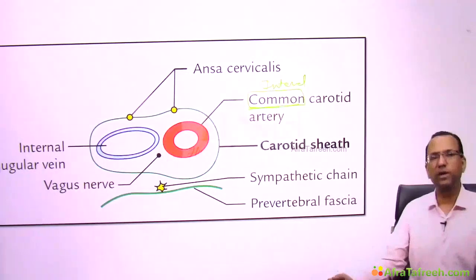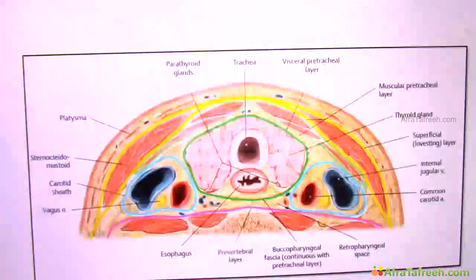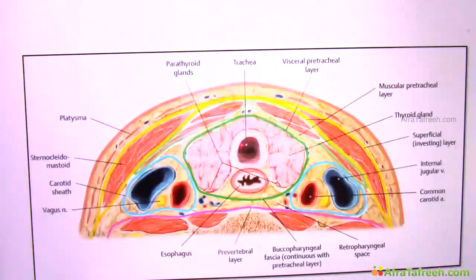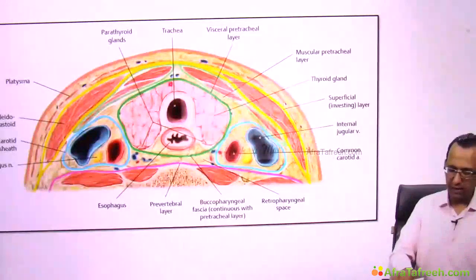Now we have to see some more nerves. In fact, which more nerves? See, this is the trachea, and this is the esophagus, right? And this is the lobes of the thyroid gland.